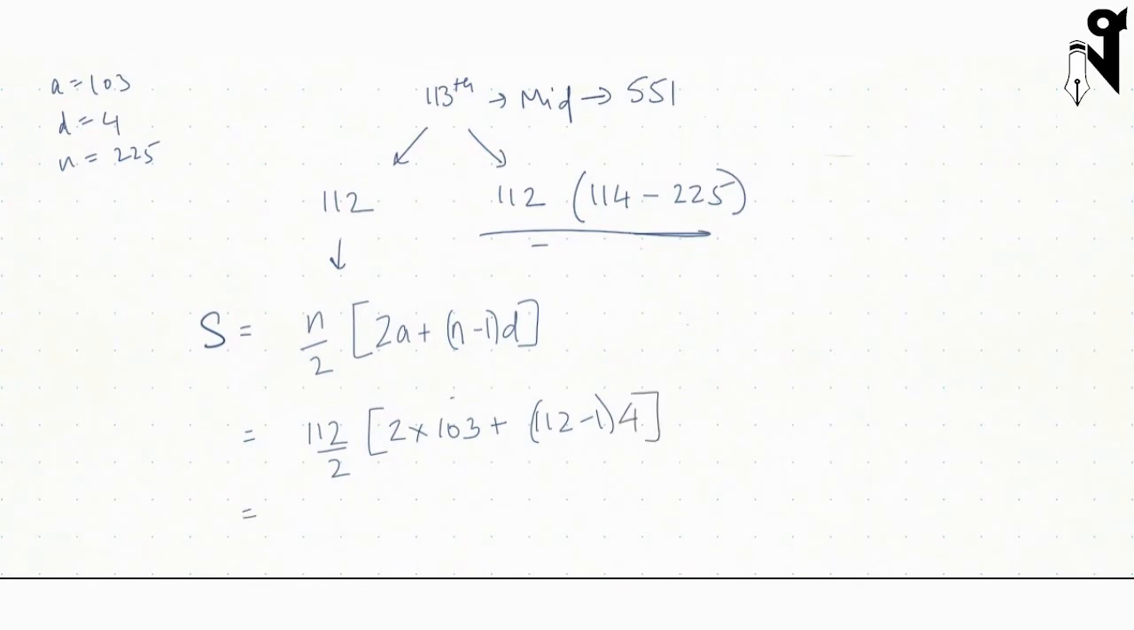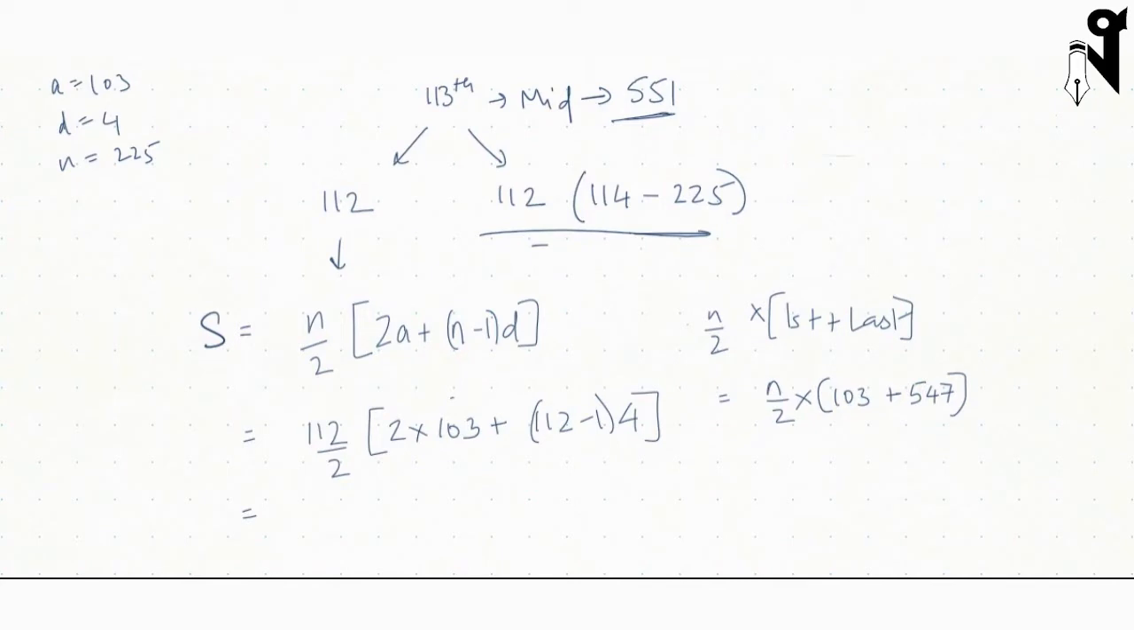Also, another way to solve this, I'll just give you another quicker way. I can take it as n by 2, number of numbers, into first plus last term. Okay, and over here I know the first term already. The first term is 103, so you have n by 2 into 103 plus the last term, which is the term just before 551. So if I subtract 4 from 551, I have 547. So this is also the answer. This will be even shorter, but of course both the methods will give you the exact same answer. We can check that.